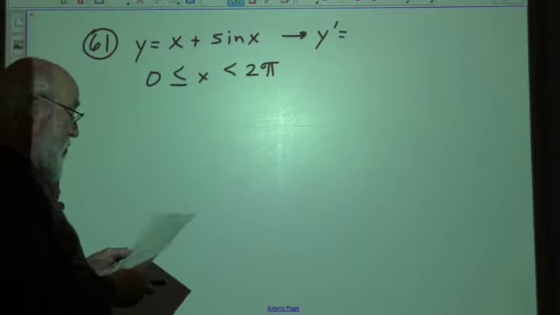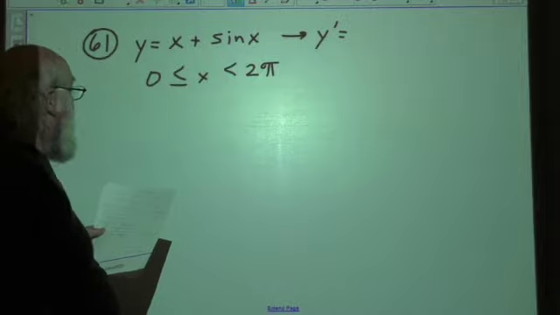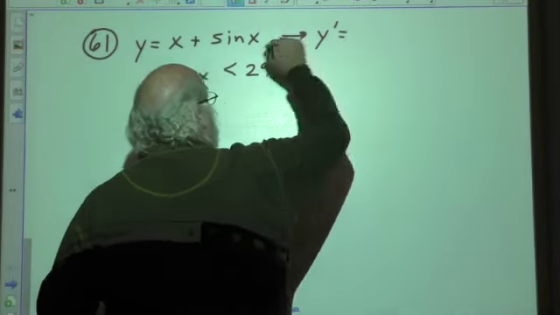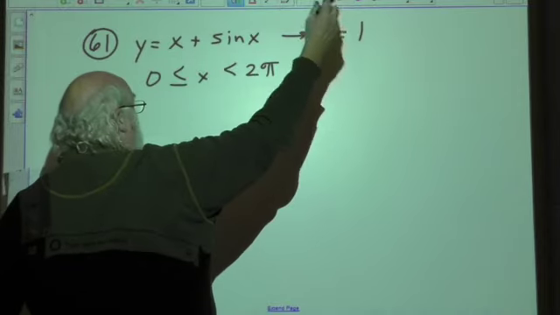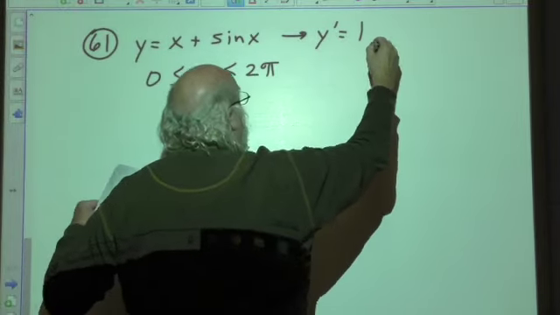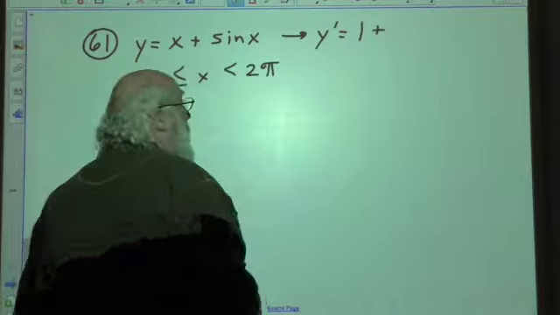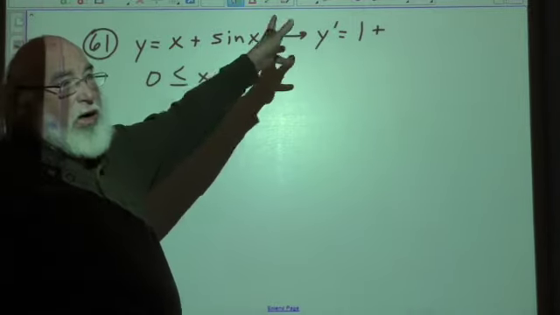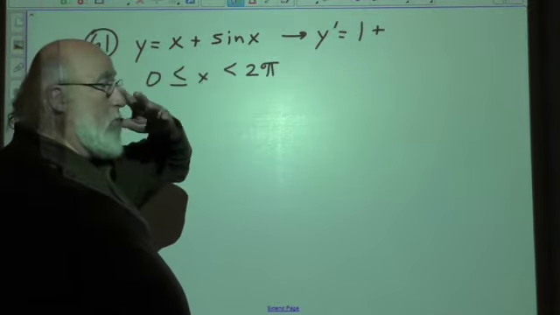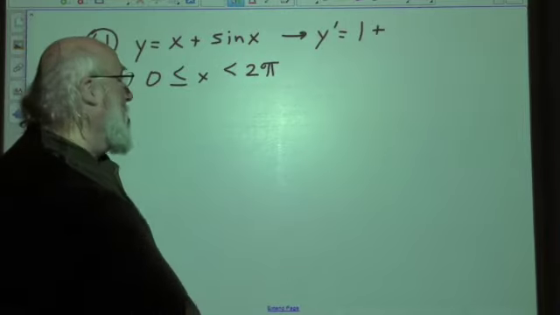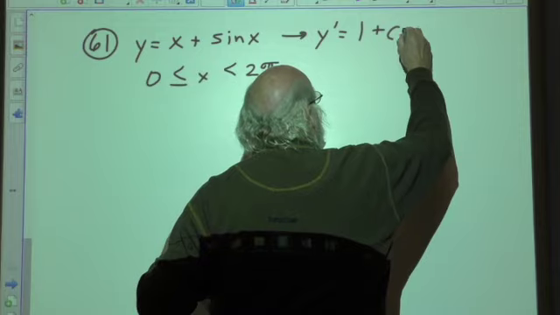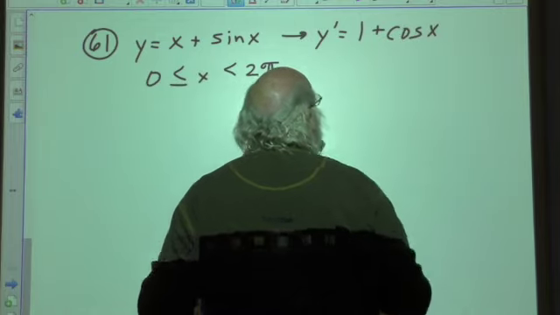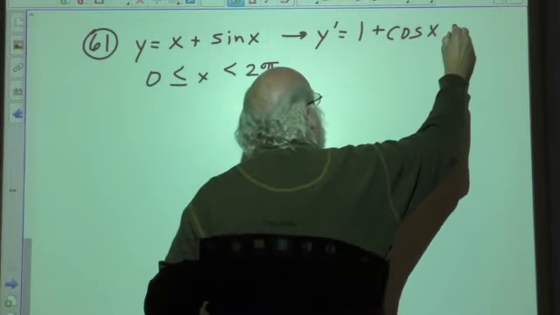And if we do that, then we get the derivative of x is just 1, because that's a 1 there. Bring that down there. 1 minus 1 is 0. That's 1. Plus, and if you don't remember this, you use your calculus toolbox here. And this, of course, is going to be the cosine of x. And that has to equal 0.